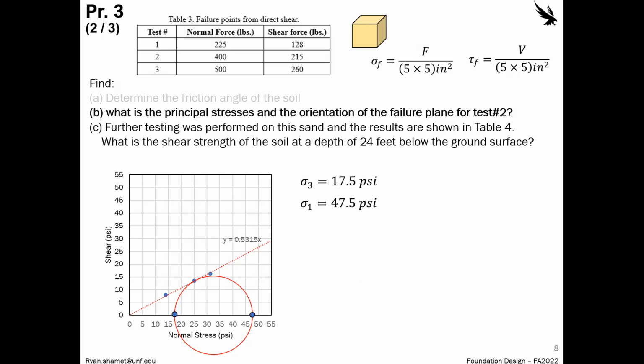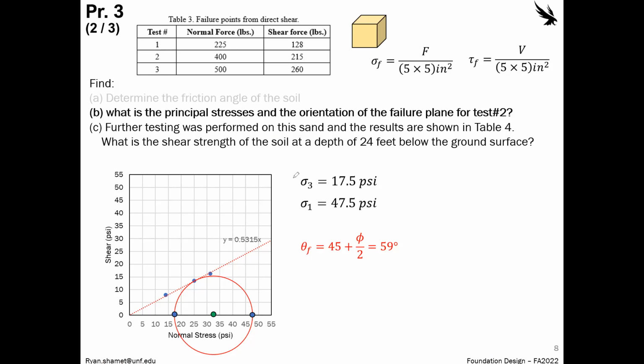And then once you have those two stresses, you can find the midpoint. And once you find the midpoint, you can solve for the angle right here, which is 2 times theta f. Now you can use that, or you can also use this equation here. Remember, 28 was our friction angle. So 28 divided by 2, 14, plus 45, that's 59 degrees. So this would be our actual failure plane.